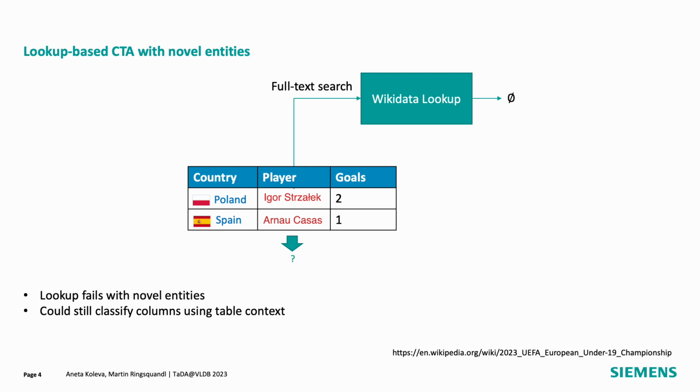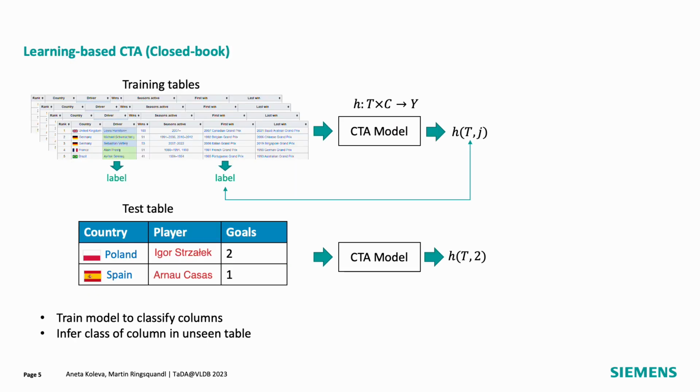However, if we look into tables with novel entities, this approach with the Wikidata lookup service would fail, because newly emerging entities that still haven't been added to the Wikidata graph would not return any candidates, and therefore the lookup would fail. However, in some cases it is still possible to classify columns using the table context.